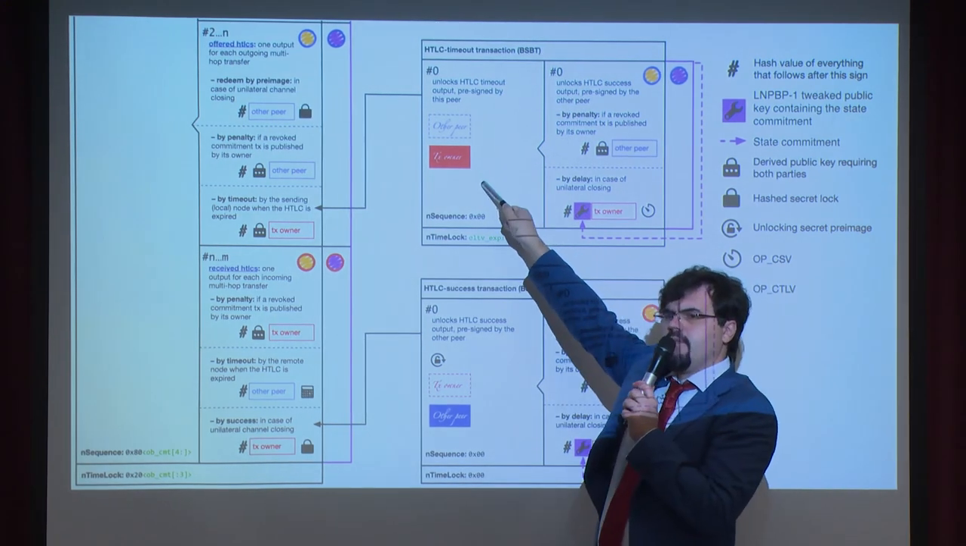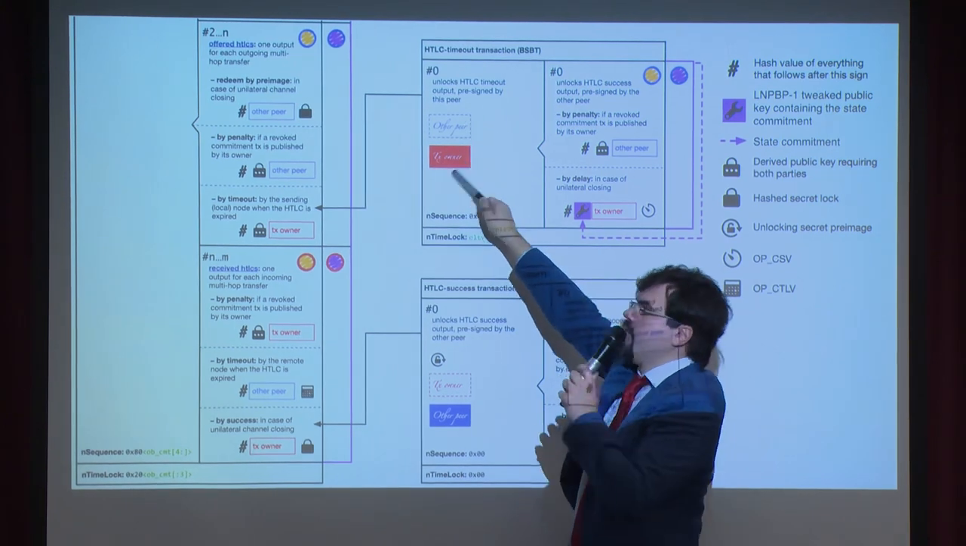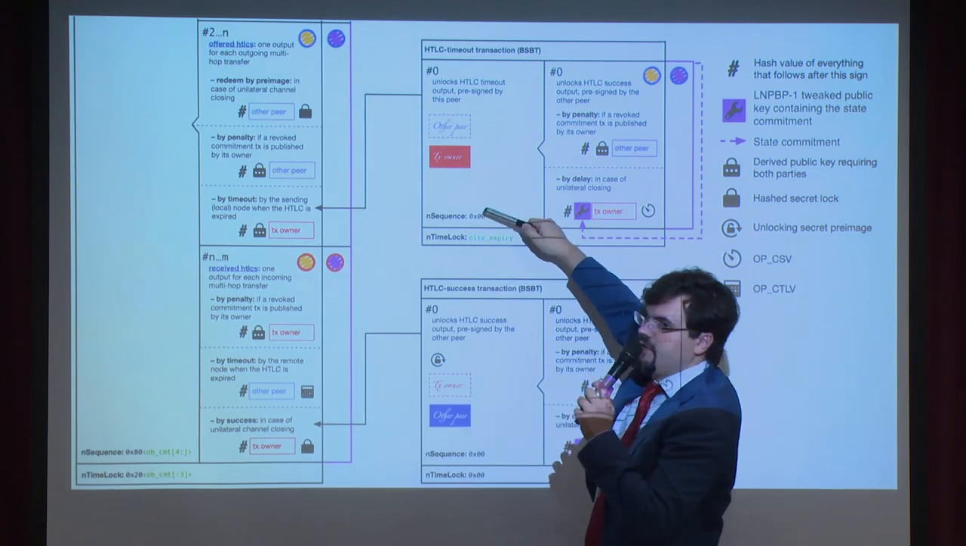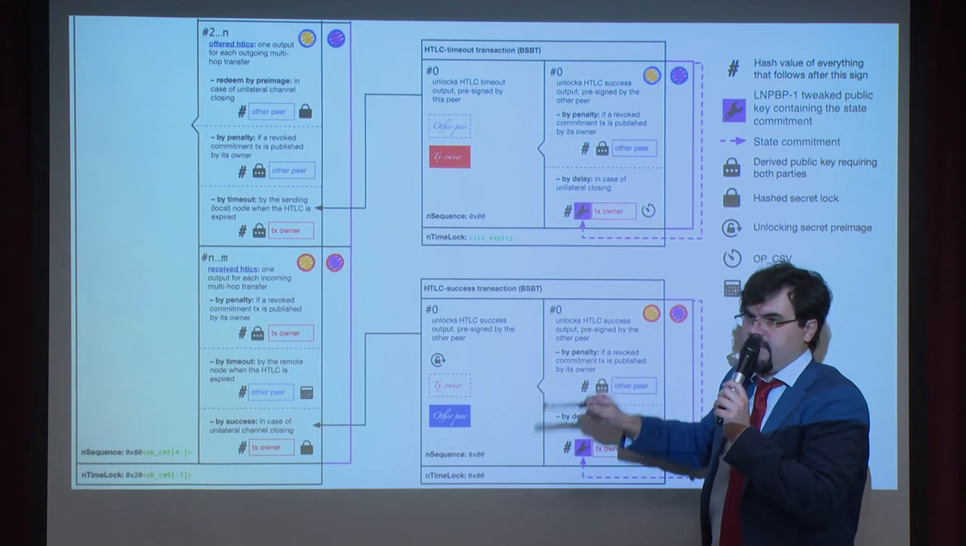Is this required for one? Because it's signed by myself. But I need to pass the signature to the other party. Yeah, so this transaction is inside, it's an asymmetrical situation. So the remote peer has this transaction and the local peer has this transaction.